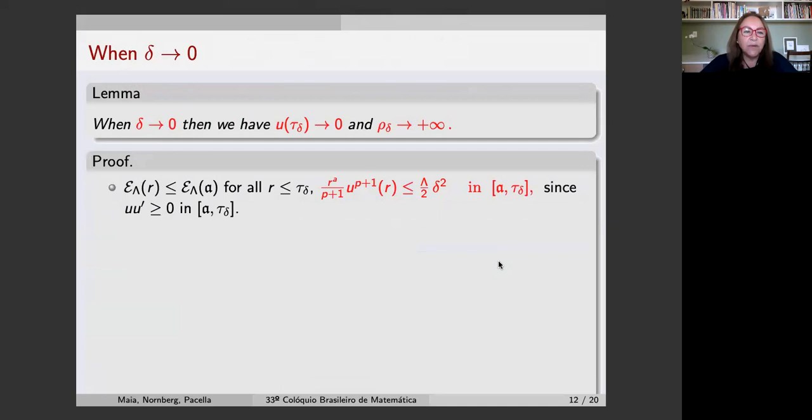Let's see, when delta goes to 0, the shooting parameter velocity goes to 0, what happens to the solution? Then we have that U at this maximum point goes to 0, and the point rho delta, where the function has its other 0, goes to plus infinity. How do we prove this behavior?